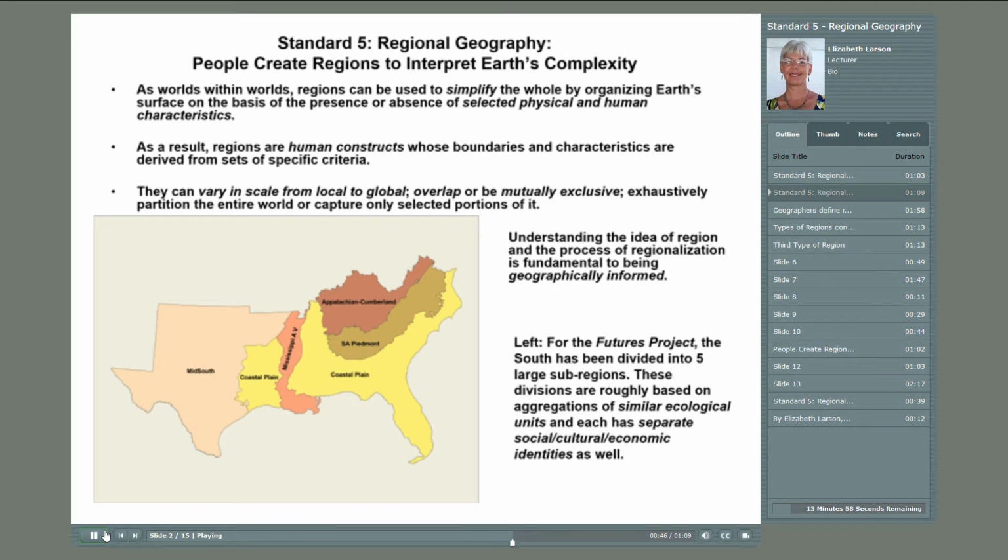On the left of the page, for the Futures Project, the South has been divided into 5 large subregions. These divisions are roughly based on a couple of things. They are aggregations of similar ecological units, and each also has a separate social, cultural, and economic identity as well.